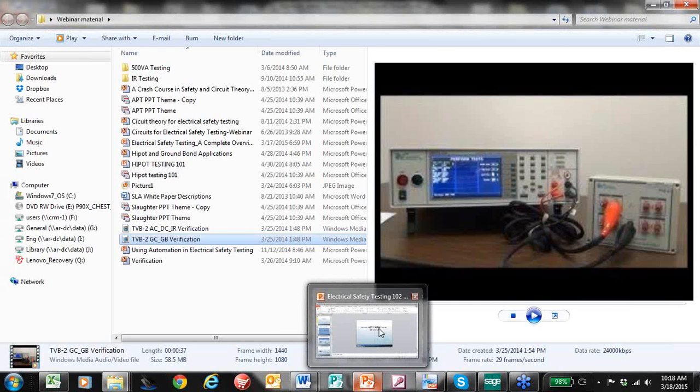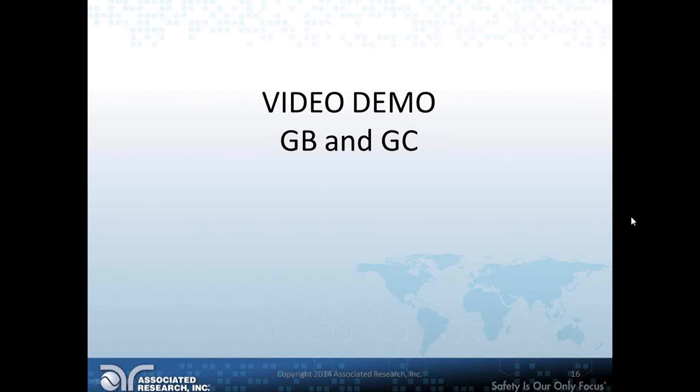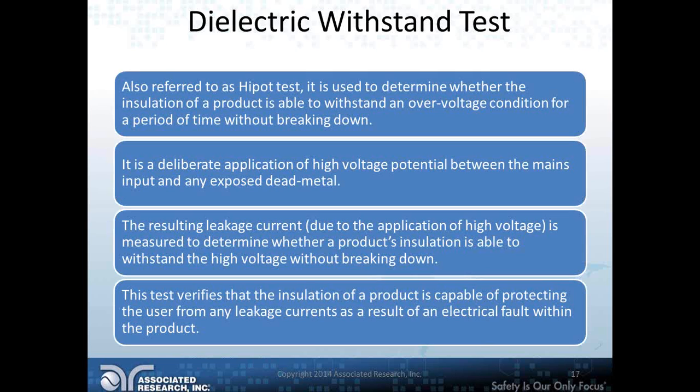So basically, the ground bond test, again, is required as a type test, but when a ground bond test is being performed, a ground continuity test is not necessary.